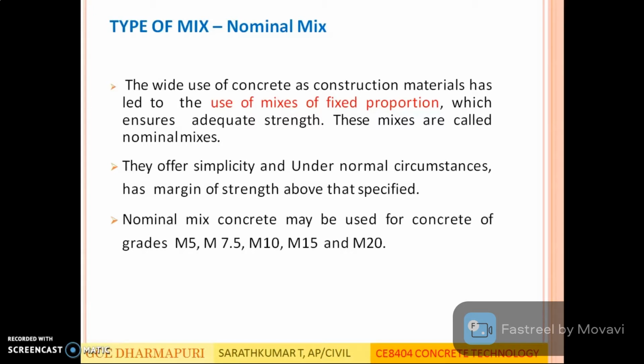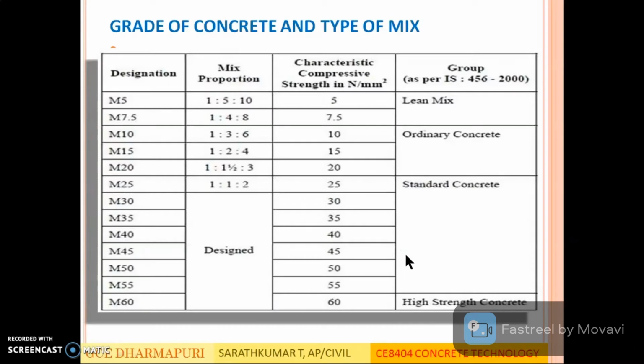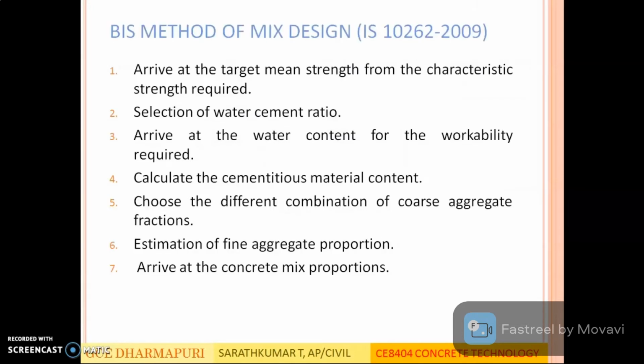It satisfies only strength. But as we have seen, for a concrete to be good, it should satisfy workability, strength as well as durability. So these are the mix proportions given by IS 456-2000. For M5 it's 1 is to 5 is to 10, that is cement is to fine aggregate is to coarse aggregate. Similarly for M25 it's 1 is to 1 is to 2. So these are all called nominal mixes. Whereas if you go above M25 you have to do design mix only. There are no nominal mixes.